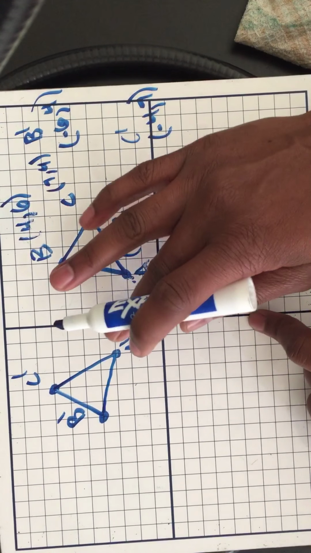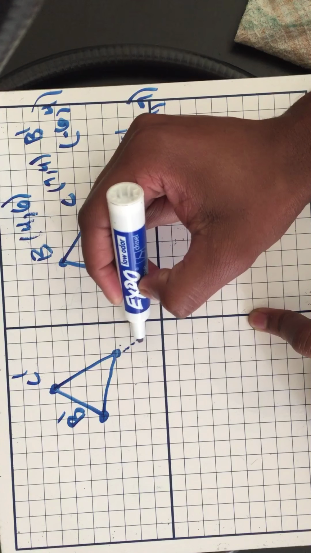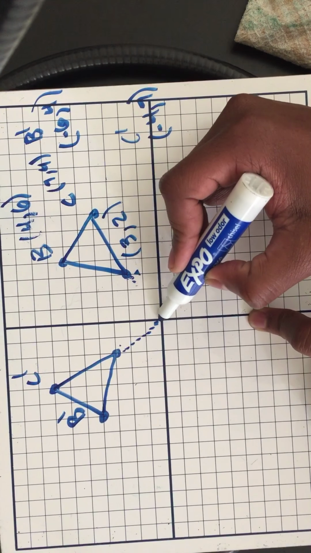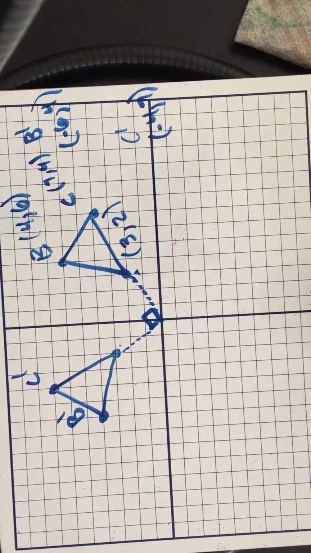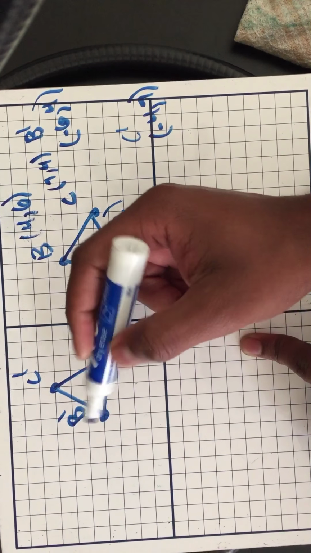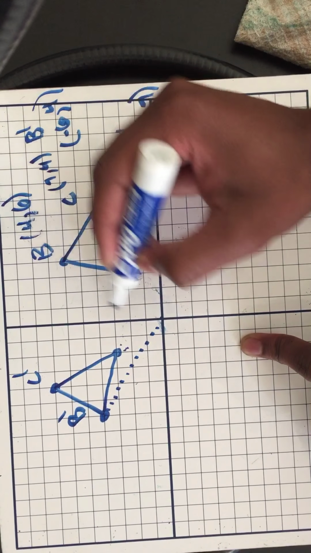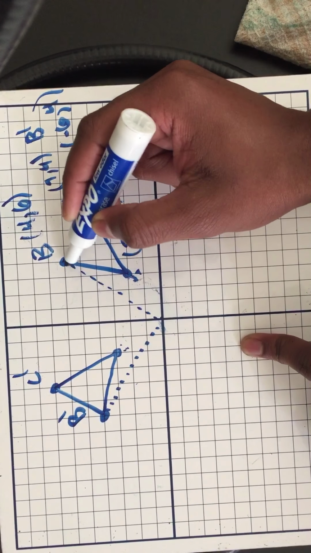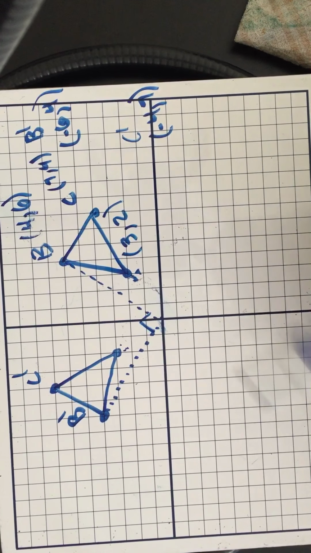And so if we look at A, I'm going to take out the A prime and the A for a moment. If we draw a line to the origin, and then we draw another line from the origin to here, we see that we get a 90-degree angle between those 2 points. And then we could do the same thing for point B. If we draw a line to the origin, and then a line from the origin to the point, we have another 90-degree angle. So we can see that we rotated everything 90 degrees.